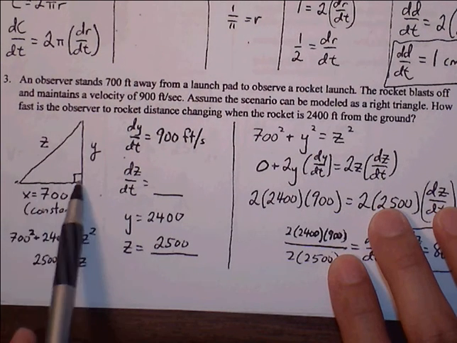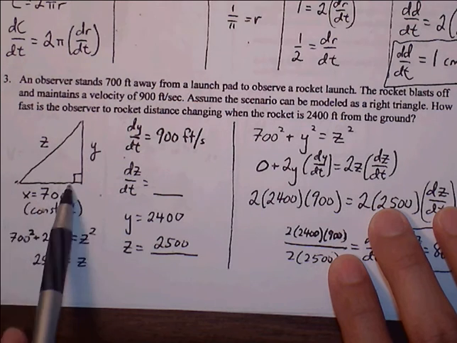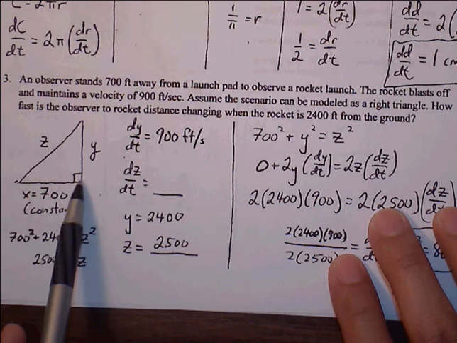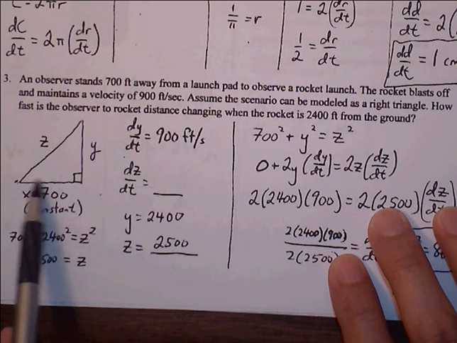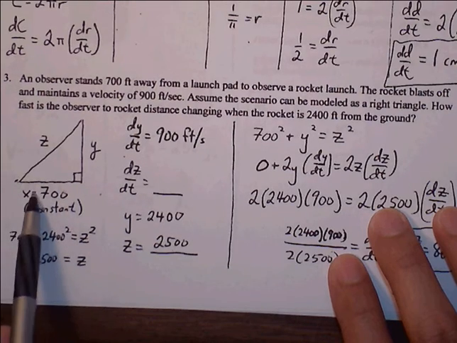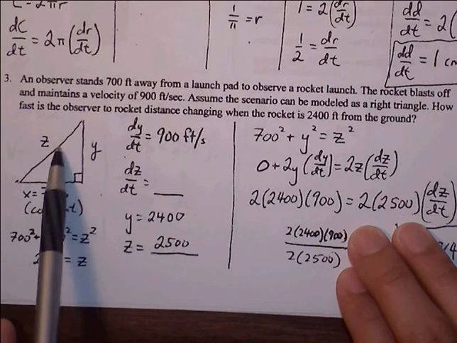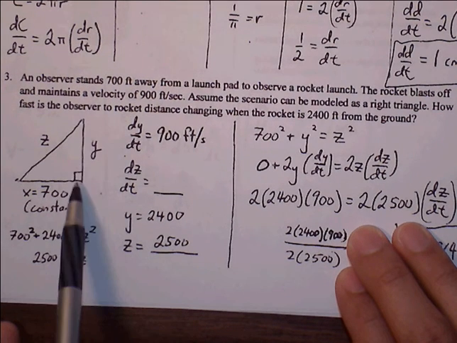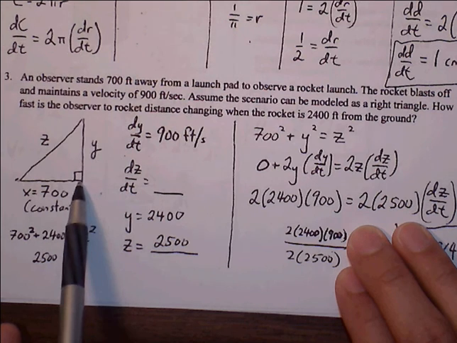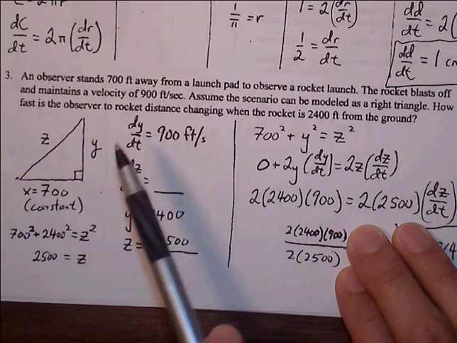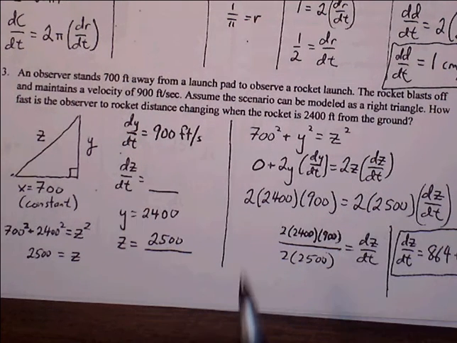We know that this distance x is going to remain constant. The horizontal distance between the person, who's not moving, and the rocket launch, which is directly vertical, has a rate of change of 0. So we can just replace the x with 700. There's no need to maintain the variable here. We know z is changing over time, because as the rocket gets further and further away, z is going to be increasing. We know y is changing because the rocket is moving, so the vertical distance between the rocket and the ground will always be changing. So we leave that as a variable.